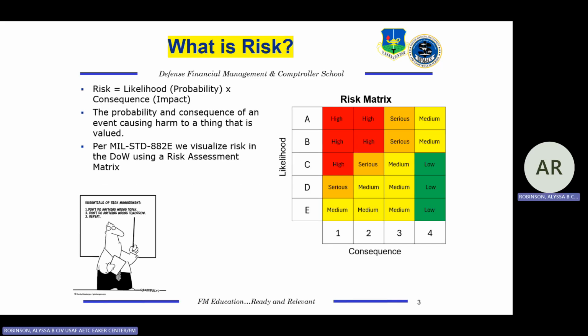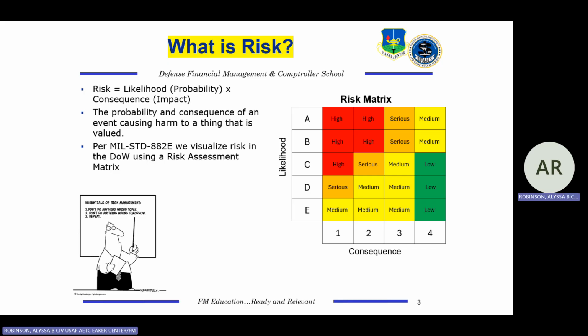So what is risk? Mathematically, risk is our likelihood, otherwise known as probability, versus our consequence or our impact. Definitionally, risk is the probability and consequence of an event causing harm to a thing that is valued.